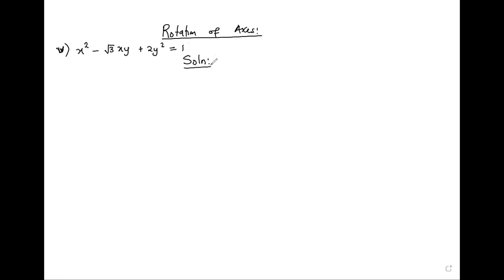Solution. So we are saying moving from x to x prime. So x is equal to x prime cos theta minus y prime sin theta. And then y is equal to x prime sin theta plus y prime cos theta.